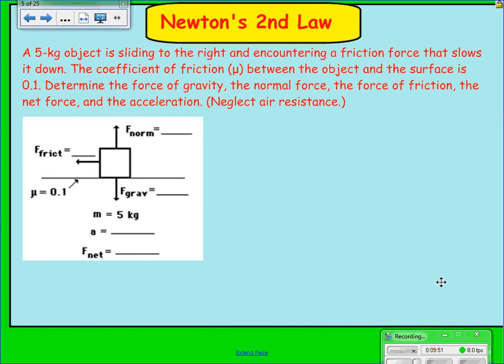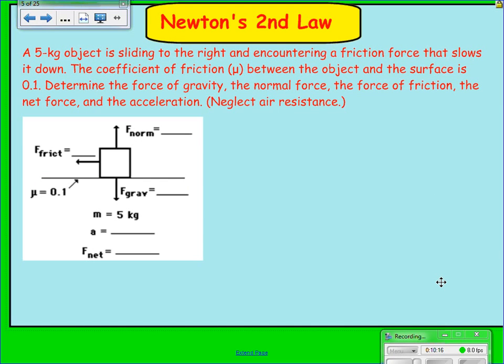All right. In this one, it says a 5 kilogram object is sliding to the right and encountering a friction force that slows it down. The coefficient of friction, mu, between the object and the surface is 0.1. Determine the force of gravity, the normal force, the force of friction, the net force, and the acceleration. Sounds like a lot, but it's really not that bad.